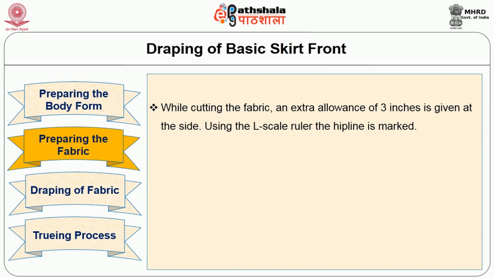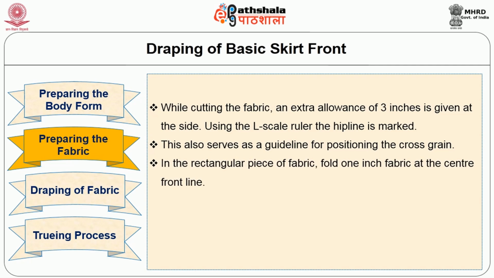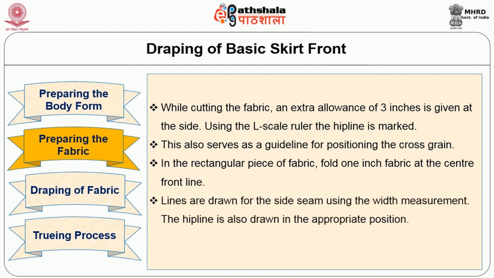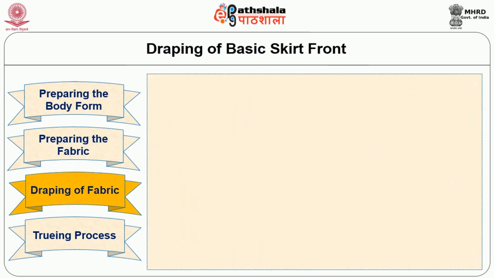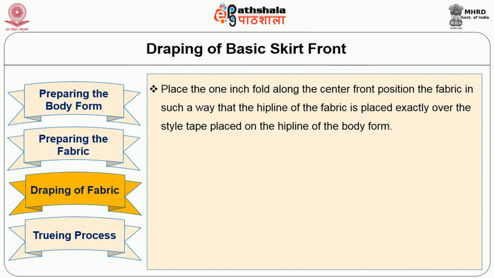Using the L scale ruler, the hip line is marked in the muslin fabric. This also serves as a guideline for positioning the cross grain on the body form. In the rectangular piece of fabric, fold 1 inch of fabric at the center front line. Lines are also drawn for the side seam using the width measurement. The hip line is also drawn in the appropriate position. Now we'll see the draping of the fabric on the body form.